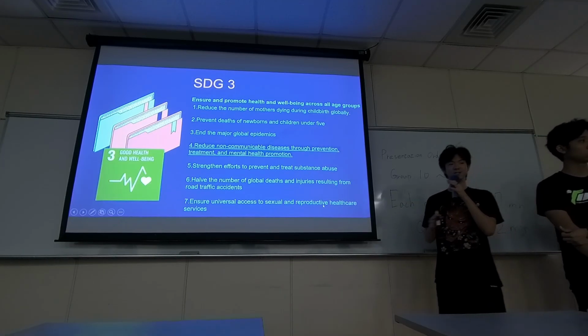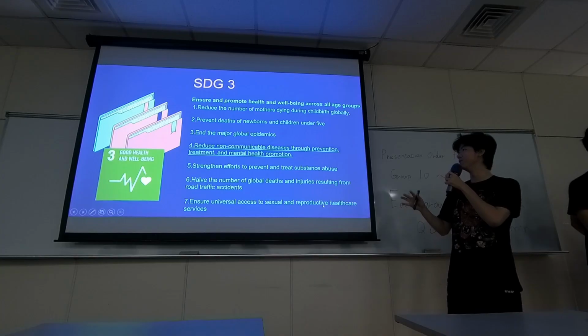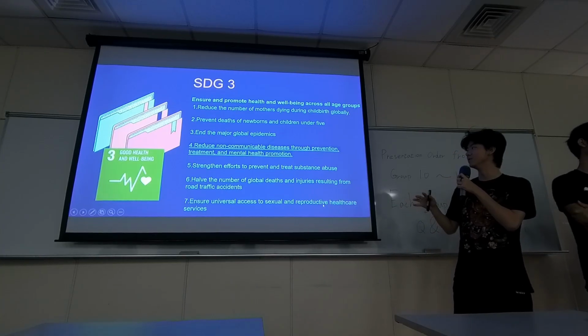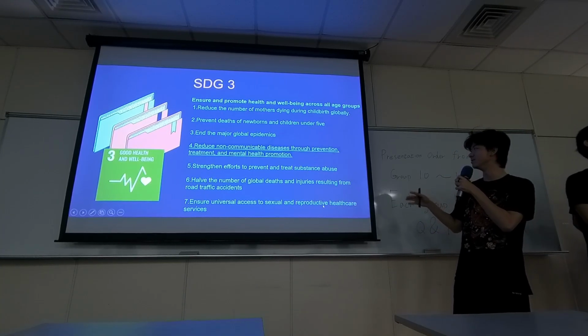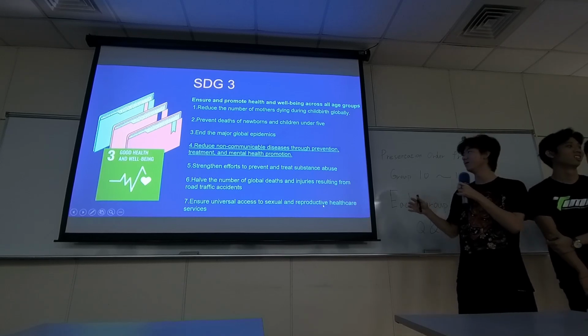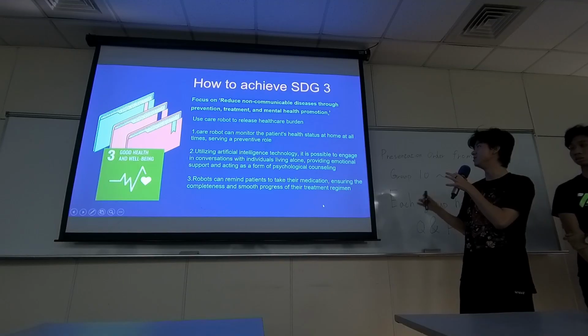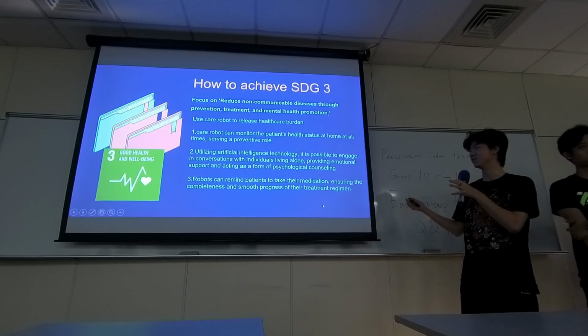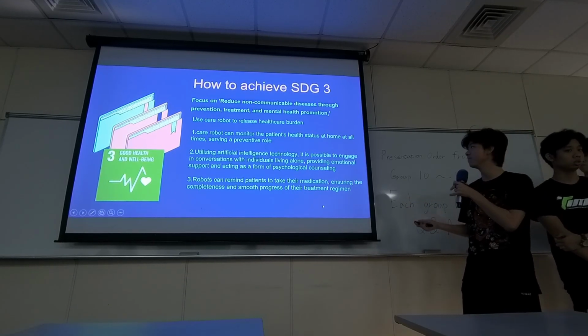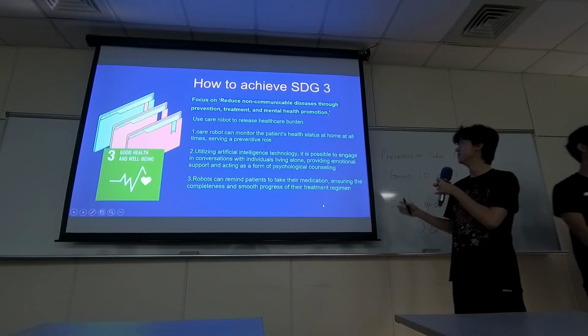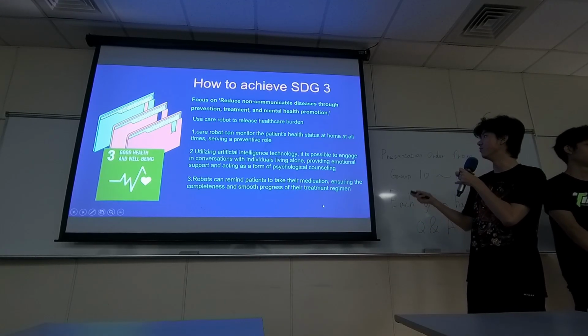Here you see our target. We will focus on the fourth one, which is reducing non-communicable diseases through prevention, treatment, and mental health promotion. So how do we achieve this SDG, the third one, good health and well-being? We have some points you can see here.